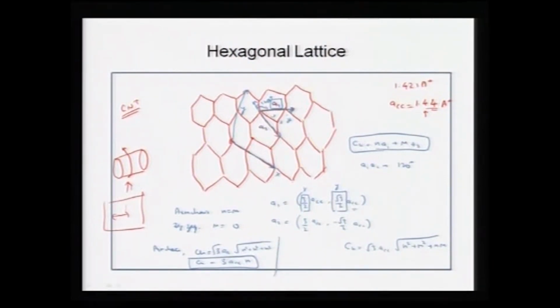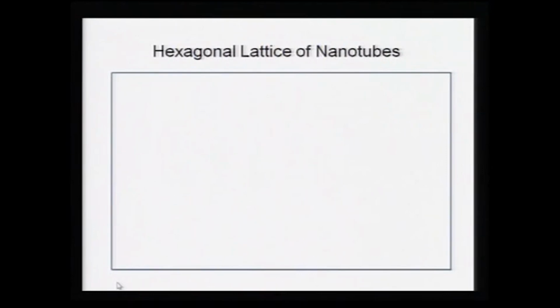For the zigzag structure, m is equal to 0, so the chiral vector becomes root 3 ACC multiplied by n. For zigzag my chiral vector is root 3 ACC multiplied by n, whereas for armchair my chiral vector is 3 ACC multiplied by n. So, there is only a difference of root 3. Now, let me see how a zigzag structure will look. For zigzag, m is equal to 0, and for armchair, m is equal to n.